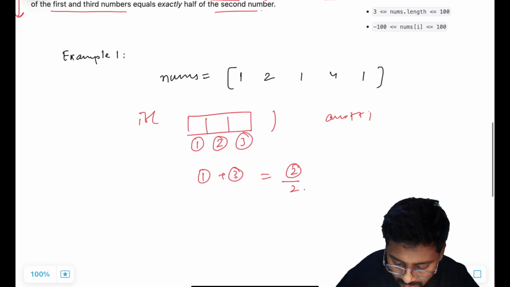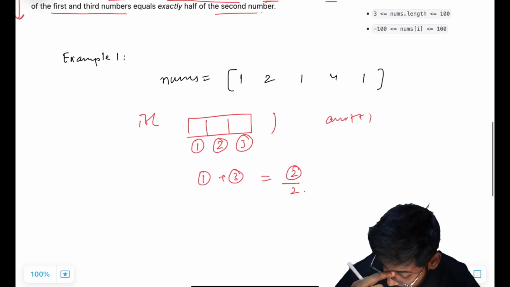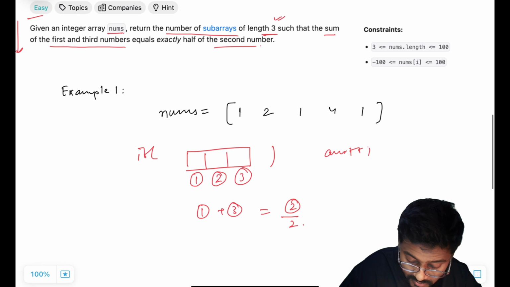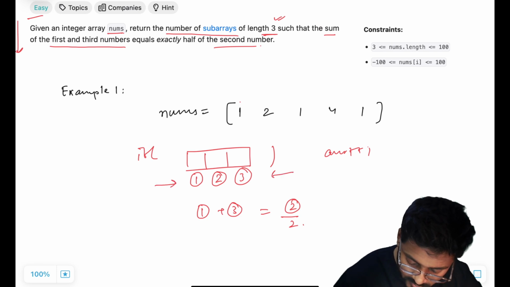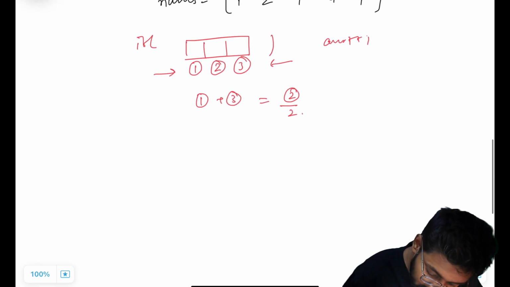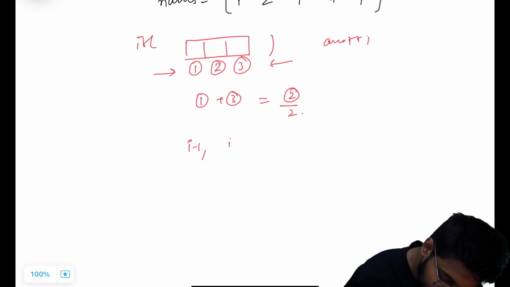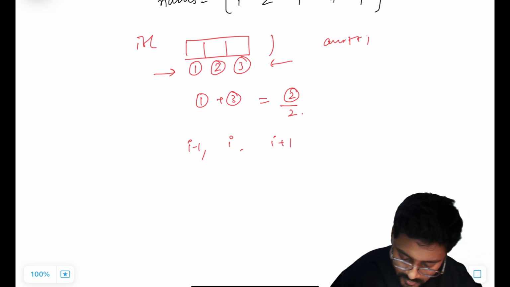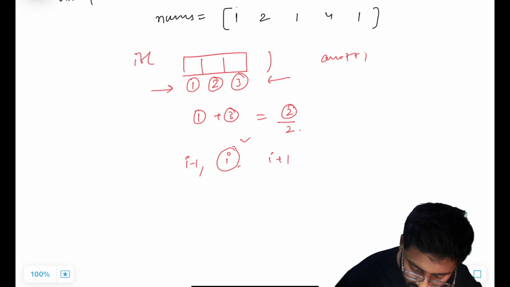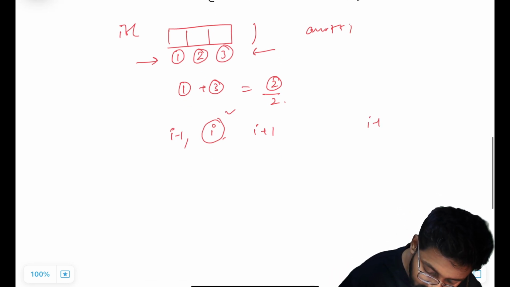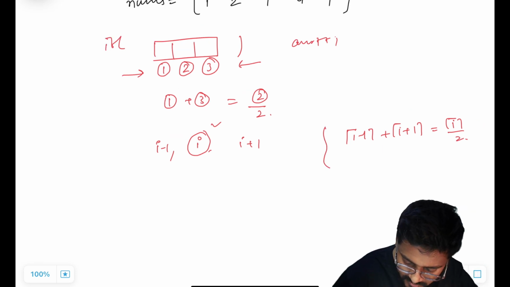So here I need to know every single subarray. As I have to check every single subarray and the length is only 3, if I just directly do the iteration I can check that. If I put these subarray elements in terms of indices, it will look something like this: first one is I minus 1, second one is I, third one is I plus 1. We can check for every possible value of I, get I minus 1 and I plus 1, and then check the condition: value at I minus 1 plus value at I plus 1 is equal to value at I divided by 2. This is the condition that I need to check.